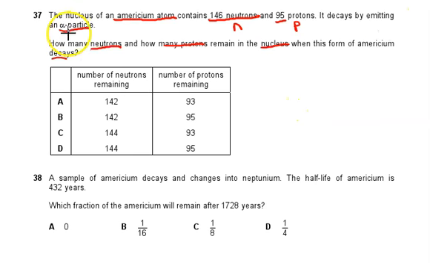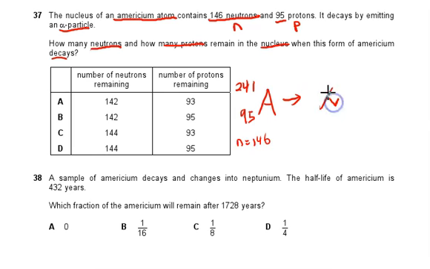Decay by emitting alpha particles. So we can place here, for example, americium, I'll just make it A here. So here's 95, and above here should be the nucleon number. So 146 plus 95, so here you should get 241. The neutron number here is 146.